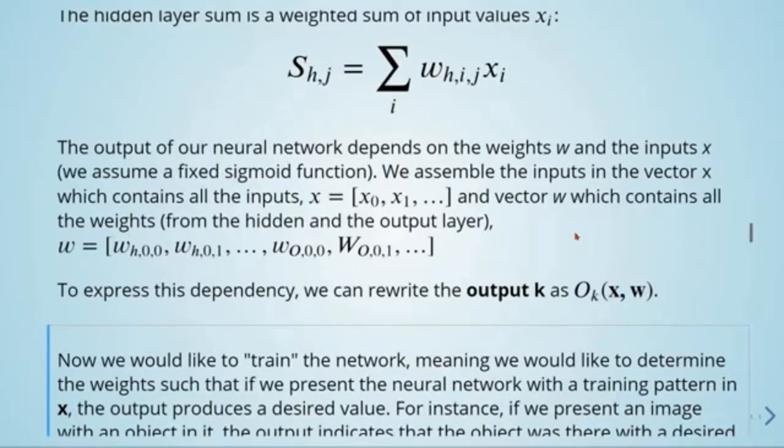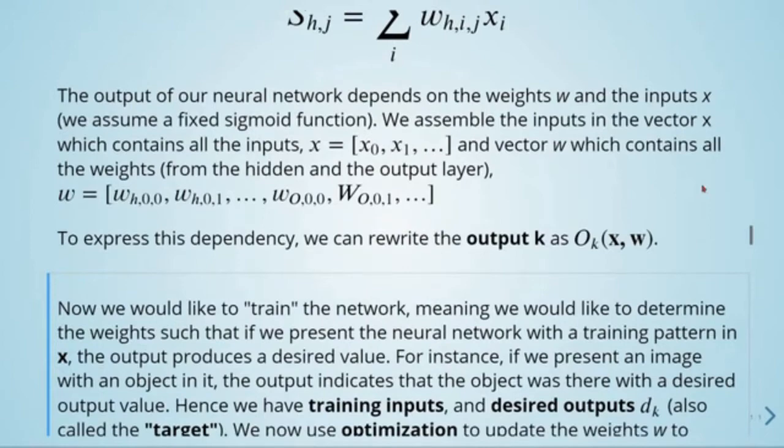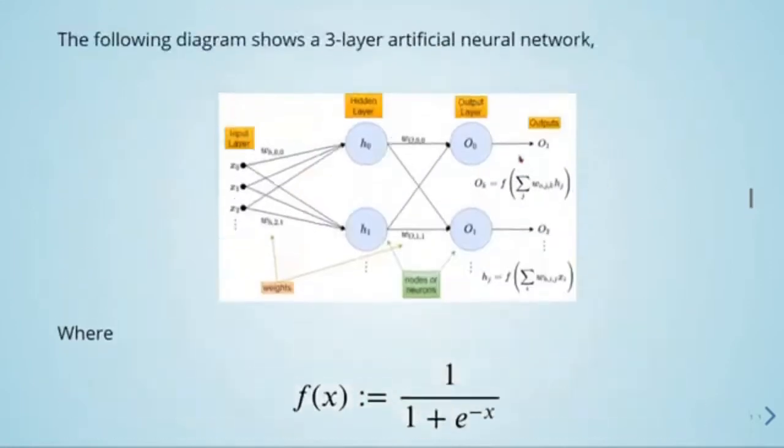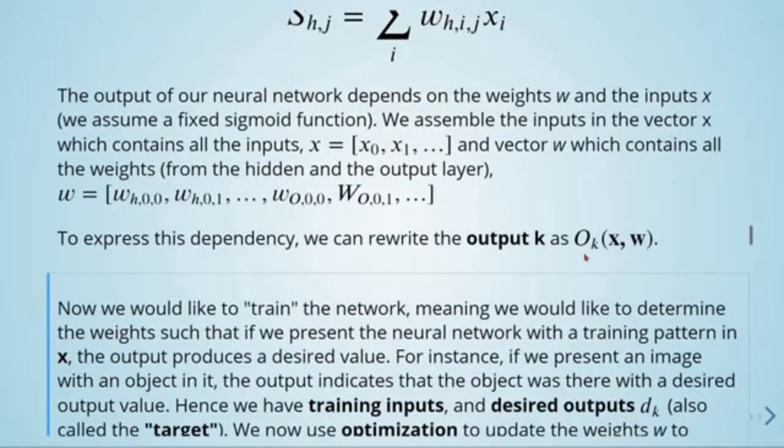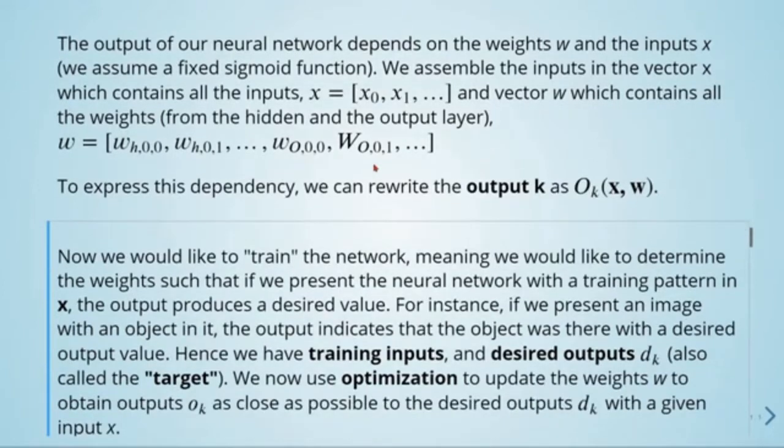So the output of our neural network depends on the weights w and the inputs x. So here we are assuming a fixed sigmoid function. So if we assemble the inputs into a vector x, which contains all the inputs, and a vector w, which contains all the weights from the hidden and the output layer, then we can express the dependency, and then we can rewrite the output k. So output 1, output 2, output 3, and so on. Output k as O k of x and w. So this is the output k.